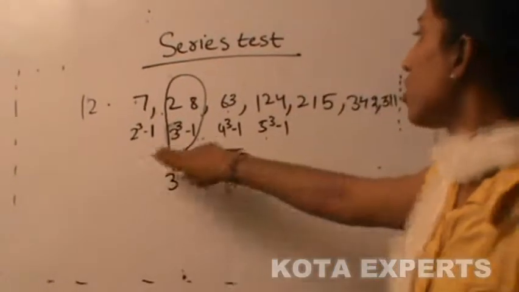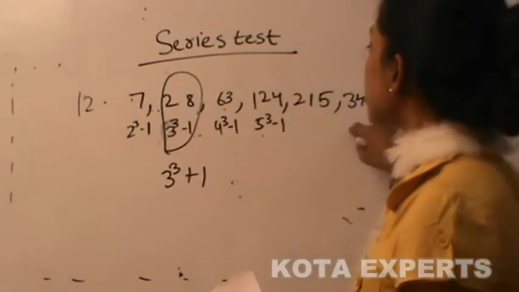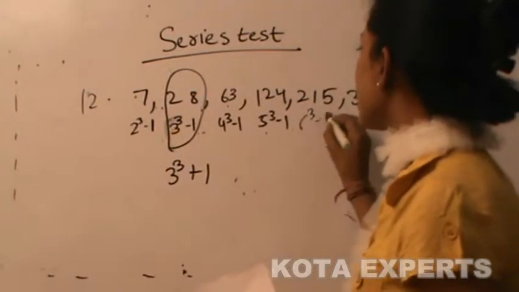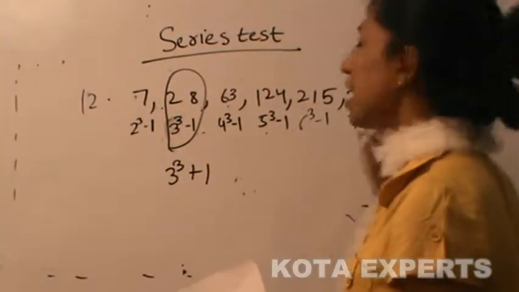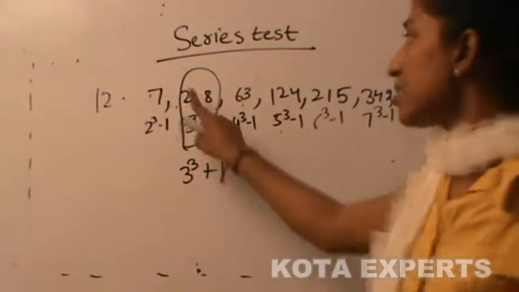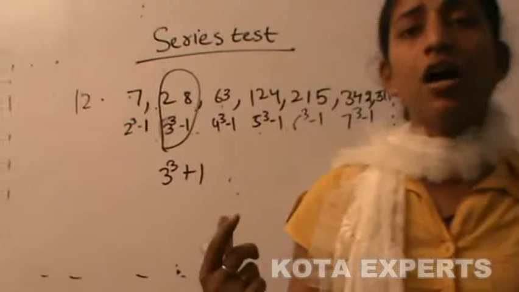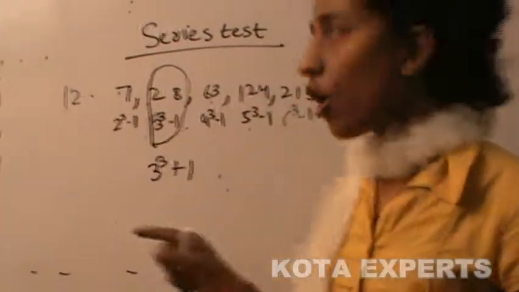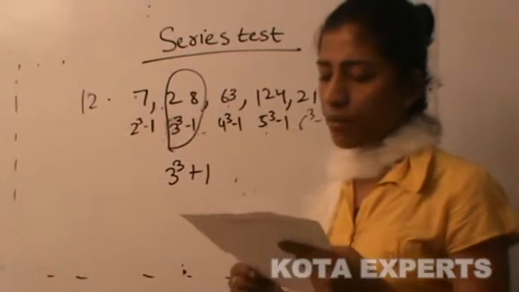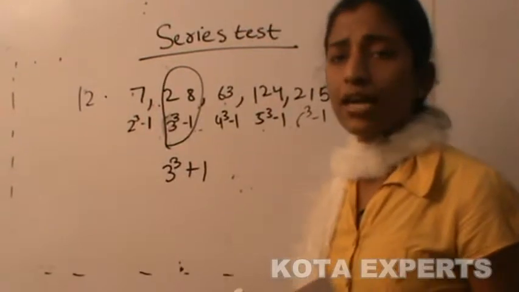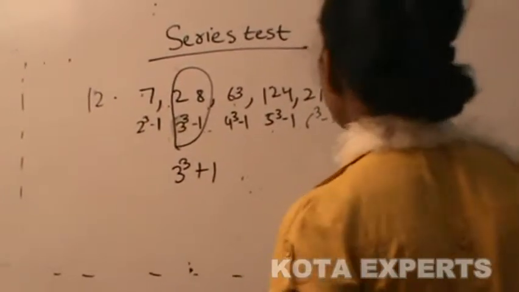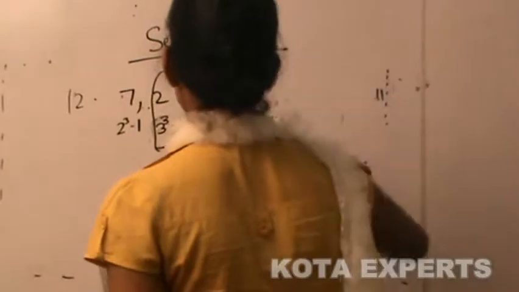This will not follow the series, but all the others follow the same pattern. This is 6 cube minus 1, 7 cube minus 1, 8 cube minus 1. But this is 3 cube plus 1, not 3 cube minus 1. So this is a wrong answer. So the wrong answer is 28. So option number B is correct.